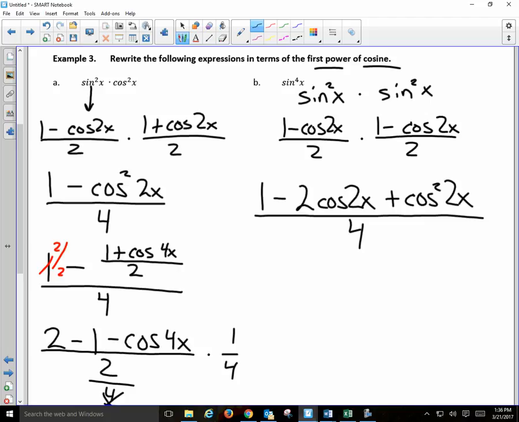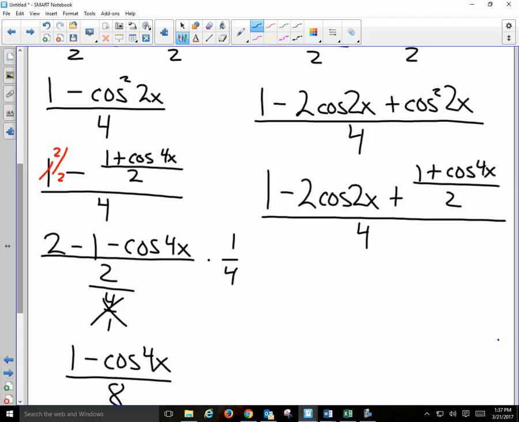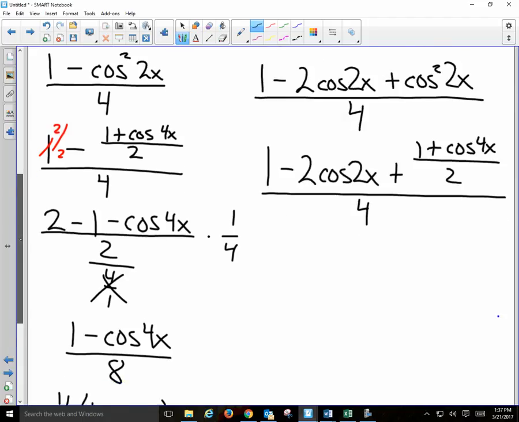So, if only I had something to put in the place of cosine squared of 2x. We do? Did we make that up on our own? We must be genius mathematicians. Plus 1 plus cosine of 4x over 2 over 4. Slap a 2 underneath everything.